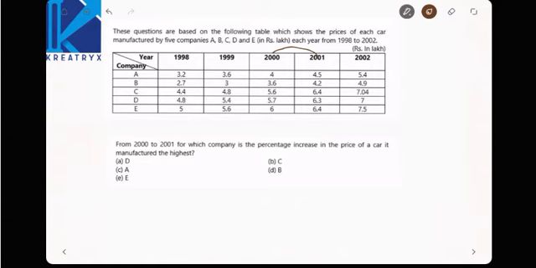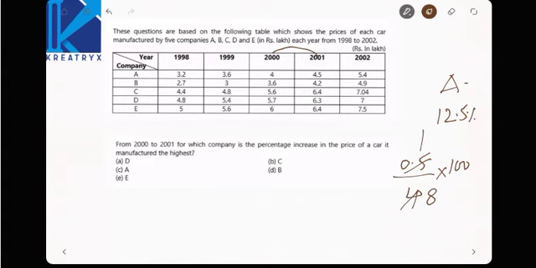Now see here, for 2000 to 2001, the increase in value is 0.5 and the initial value is 4, into 100. Now that is nothing but 1 by 8. 1 by 8 is equal to how much percentage? 12.5. So for A it is 12.5.